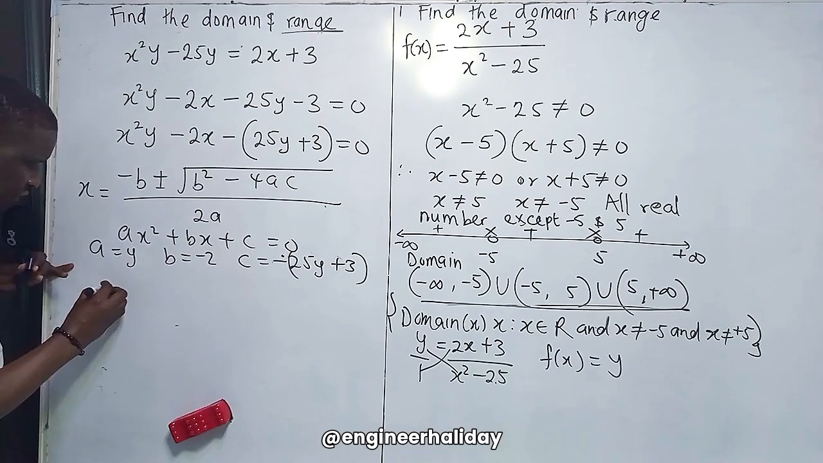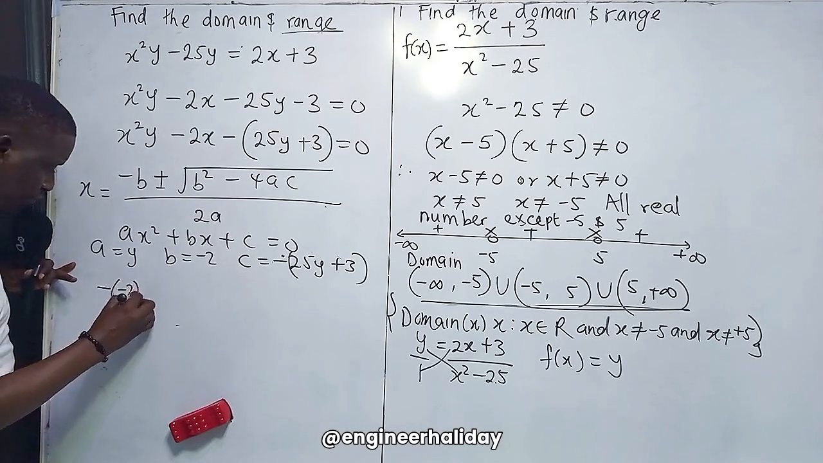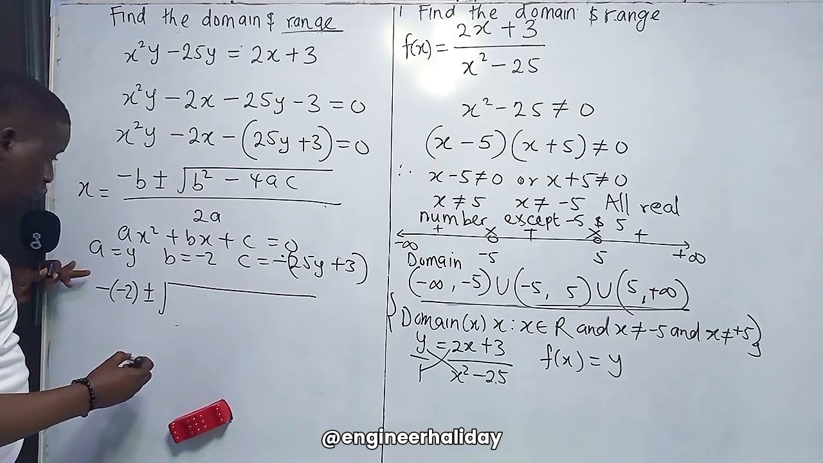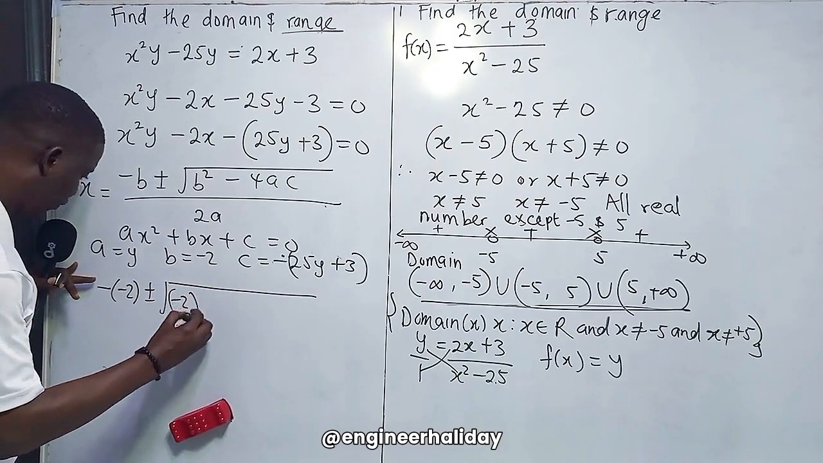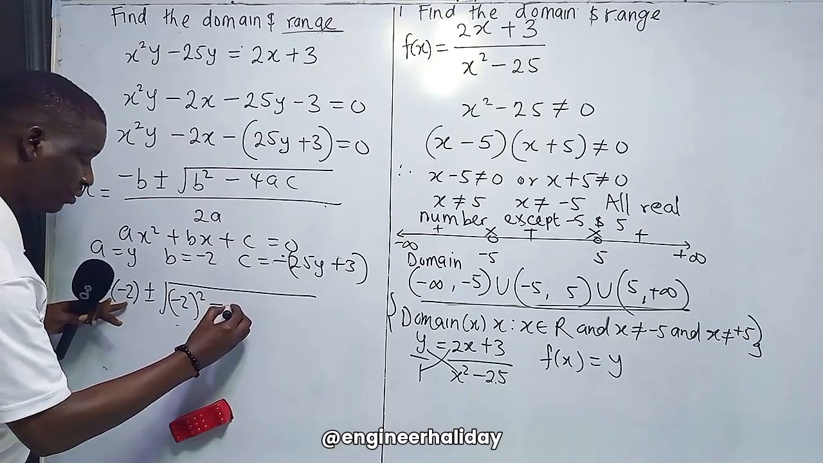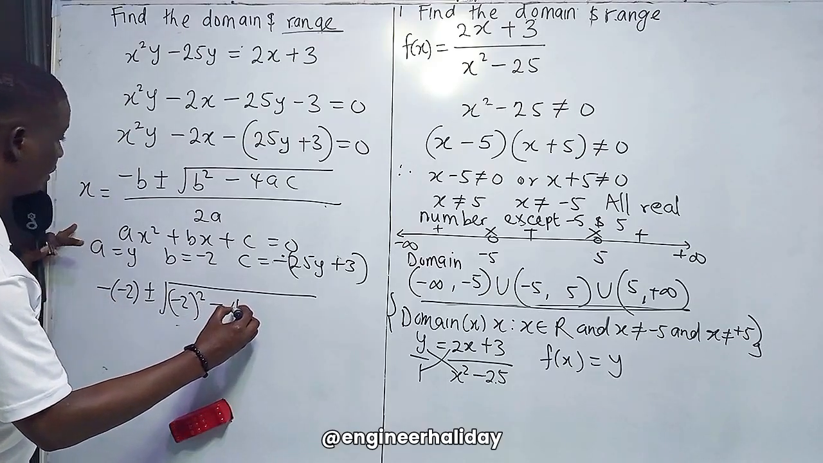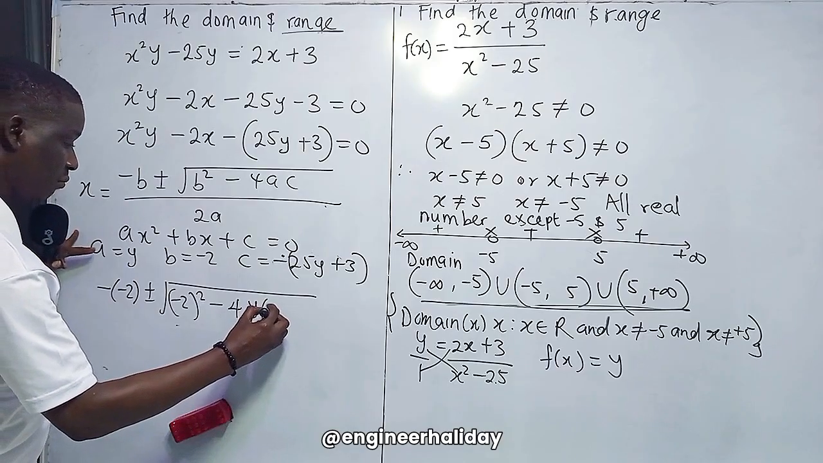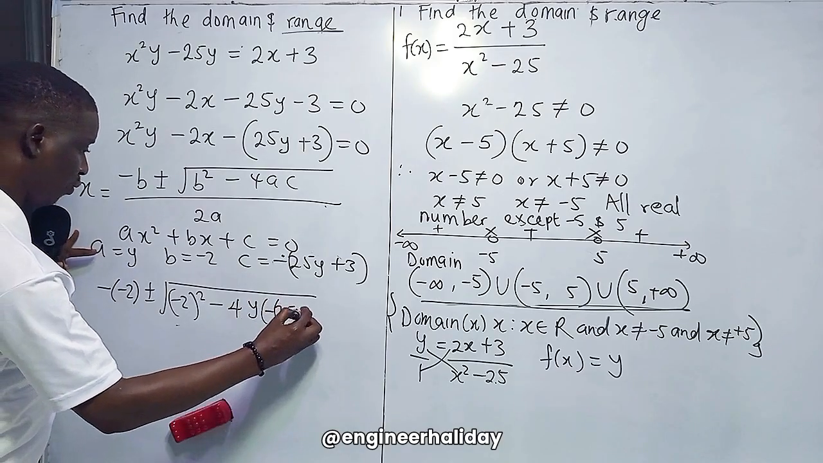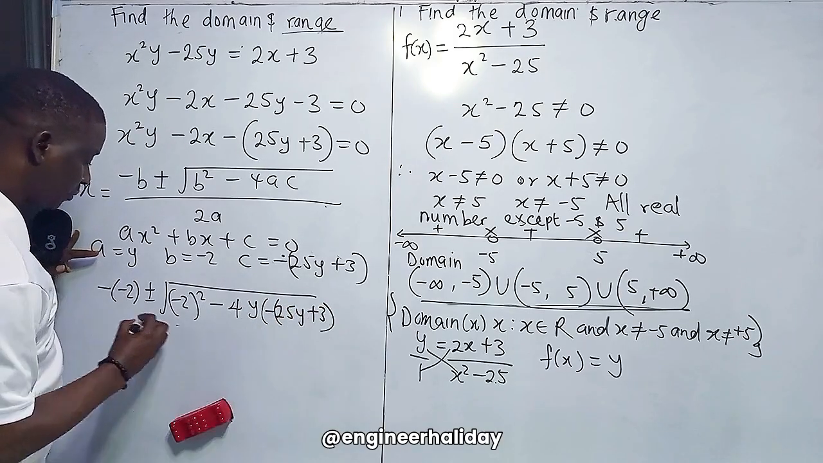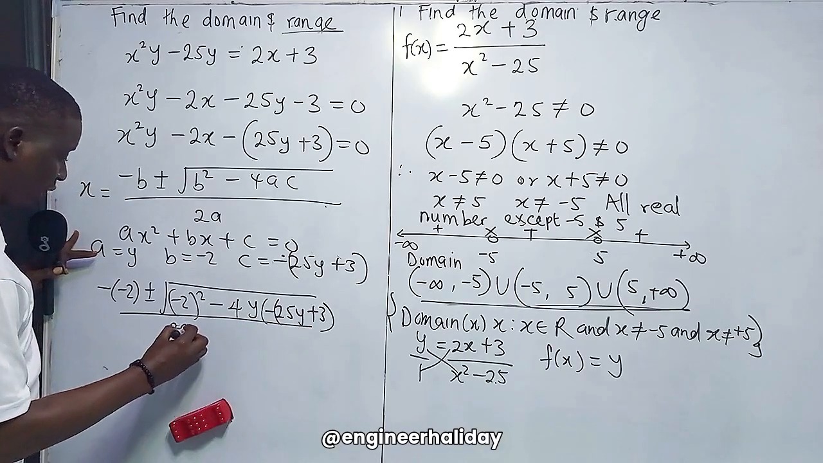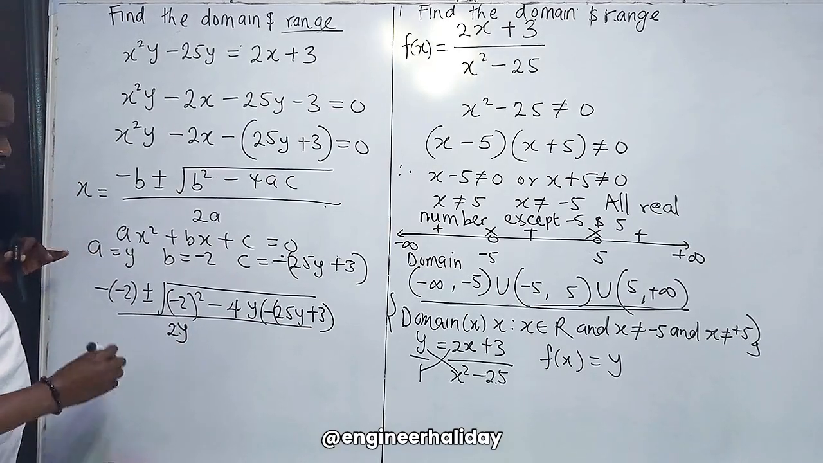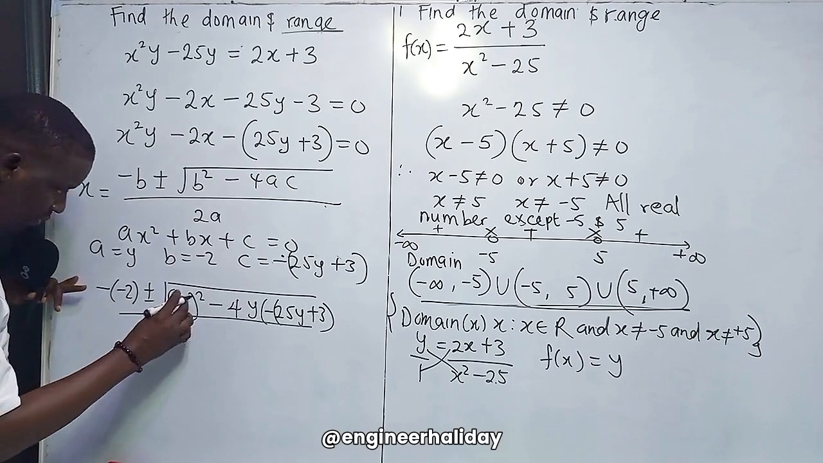Now we put minus minus 2 plus or minus the square root of b squared, which is minus 2 all squared, minus 4 times a, which is y, times minus 25y plus 3, all divided by 2a, which is 2y. Now what we want to look at now is, most of the times, that this is what?